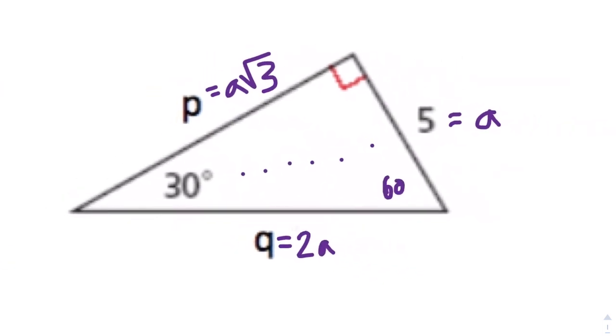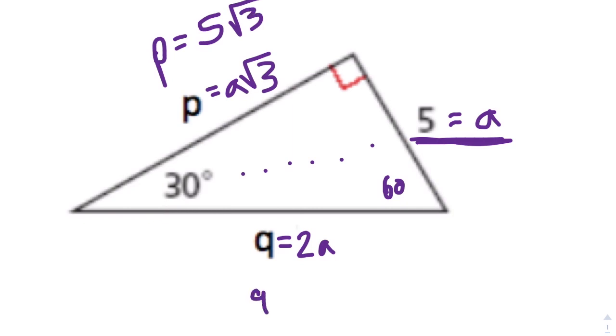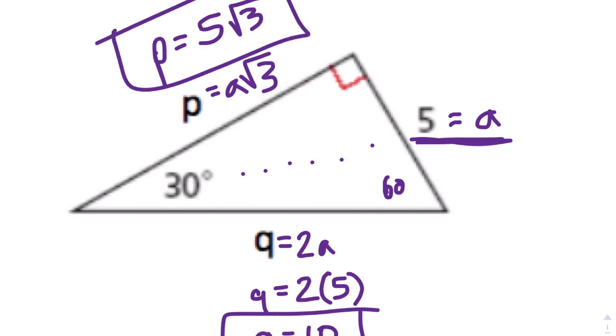Okay? Now, this one's pretty simple because the number that they've given us, the 5, is actually the a, because usually our first step is to solve for a. So once we know what a is, we can just plug it in wherever a is. So in this one up here, this a root 3, we know that p is going to be equal to 5 root 3 because a is 5. And then down here, q is going to be equal to 2 times 5 because a is 5. So q is 10. So my answers are just 5 root 3 and 10. That looks like a 9. There we go.